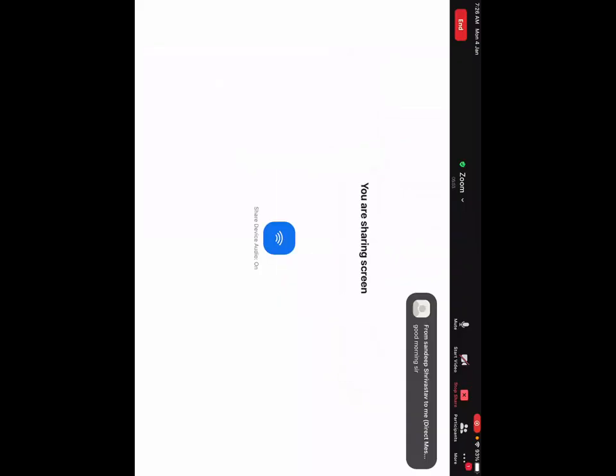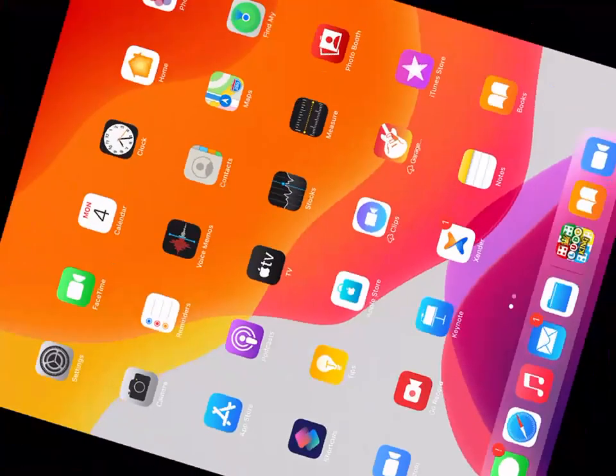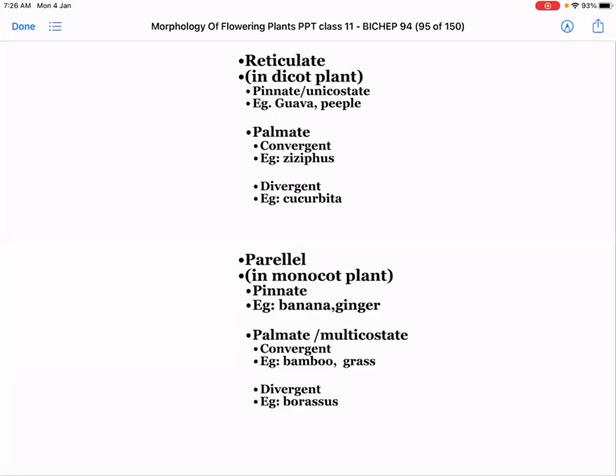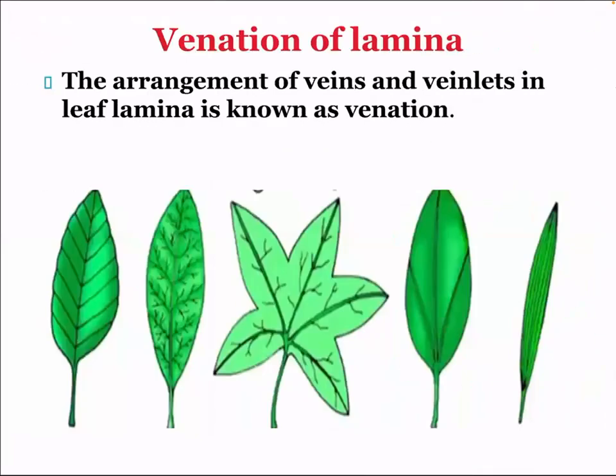In the last lecture, we went through the general explanation about leaves and their general structure, what the leaves are. Now, in this lecture, we are supposed to go through the different types of venation which are found in leaves. Now, what is venation? That is the first question.